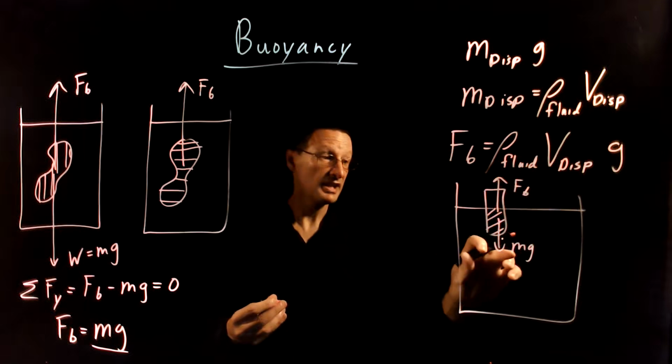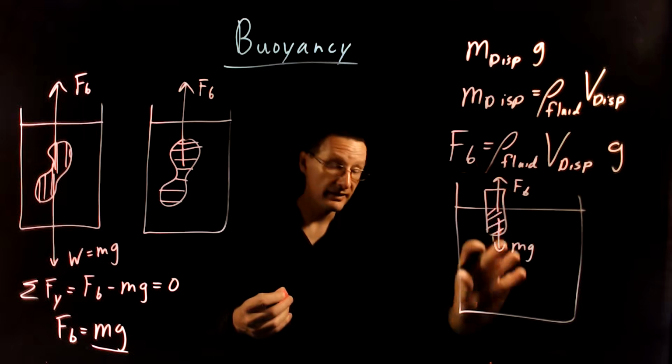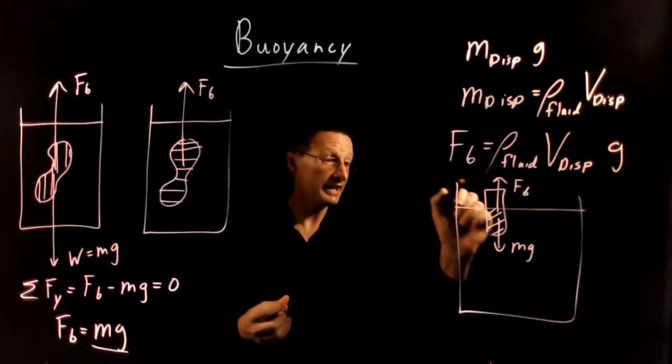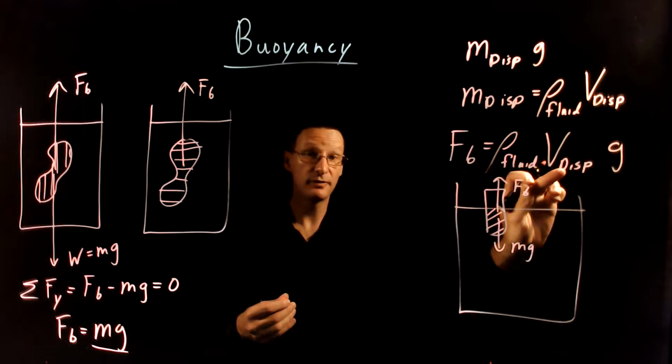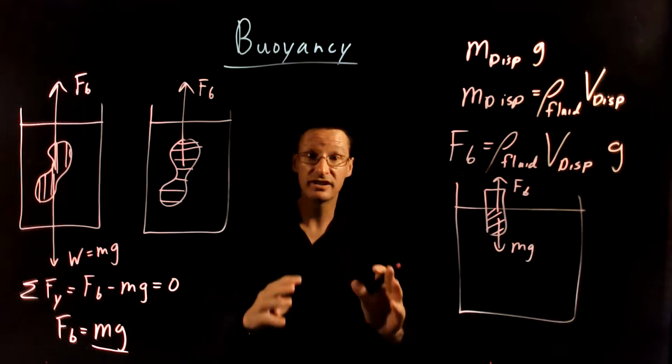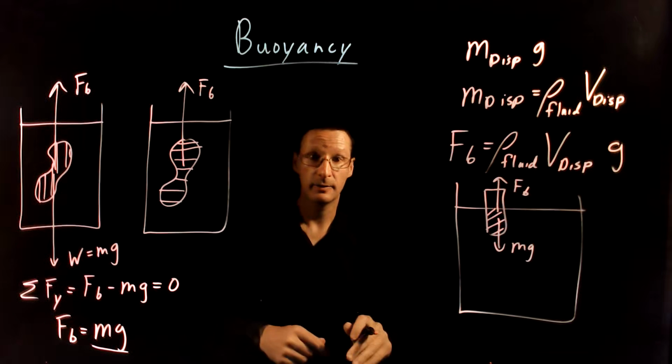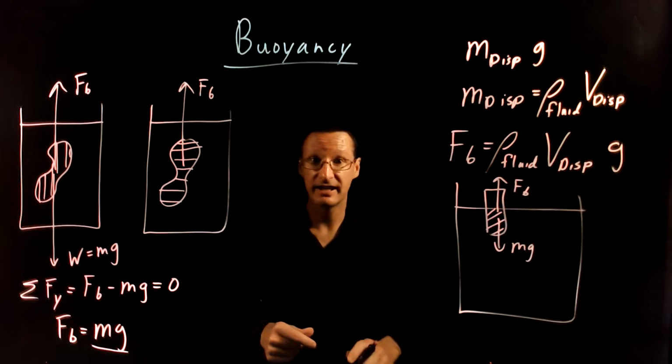Now, some objects have too much weight and they don't float and they'll sink, but in that case, the displaced volume, if it's completely submerged, will just be the volume of the object. Okay? Hopefully this helps clear up some of the ideas of buoyancy.